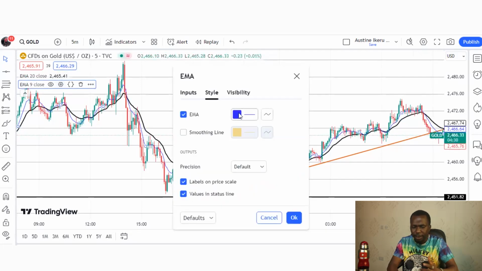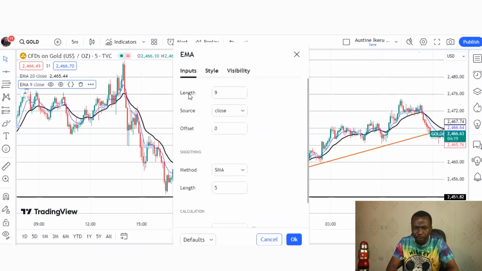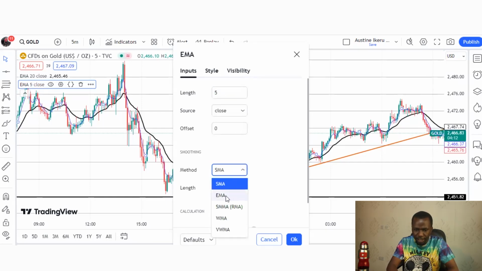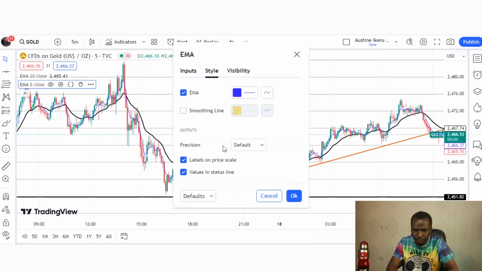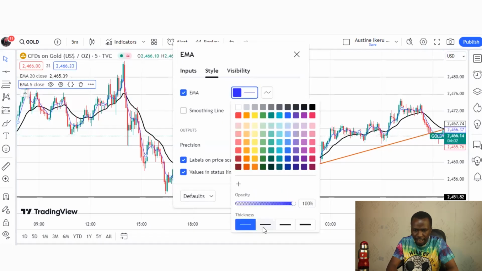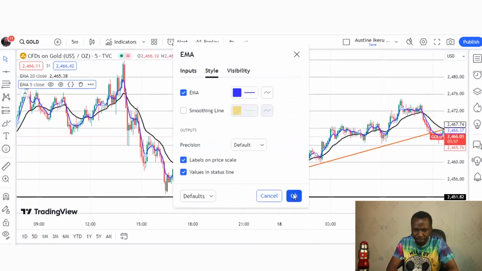We leave the color in blue since the first one was changed to black. So we come to the length and change it to 5 period. Then we'll come to the method, change it to EMA. The length will also be 5 period. Before we click OK, we increase it a little, so we come here and increase the thickness. So we have done that. We can now click OK.